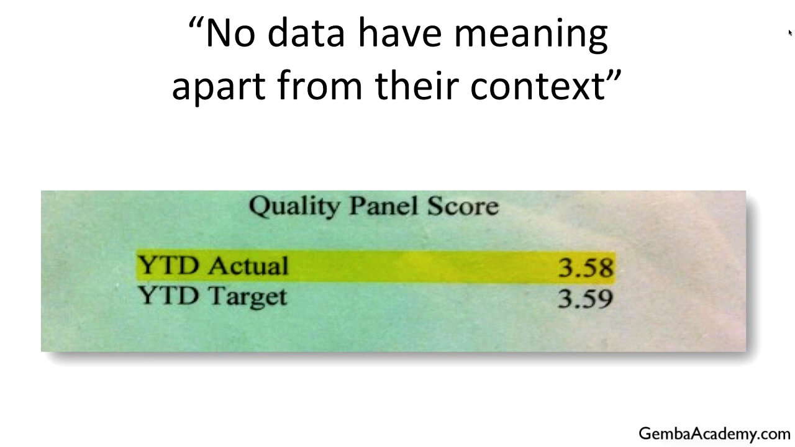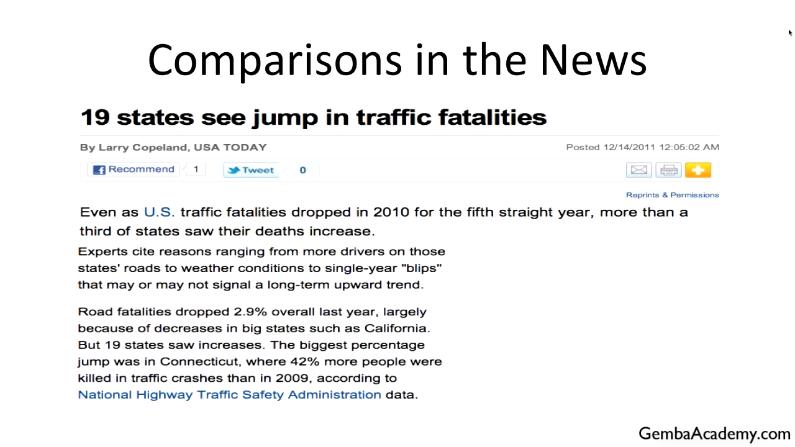And so does comparing any single data point to last year or last quarter. And we do this a lot in our organizations. We often see this in the news. So here's an article from the end of last year, USA Today. The headline says, 19 states see a jump in traffic fatalities. But now, we look in the article and it says, well, traffic fatalities dropped for the 5th straight year in 2010. So do we have a big increase, or are things declining?